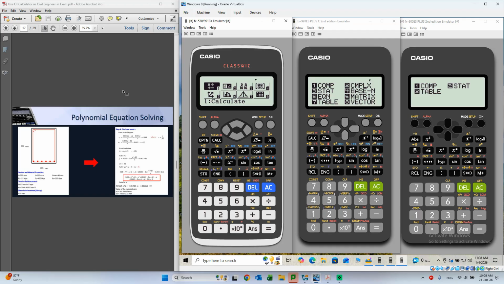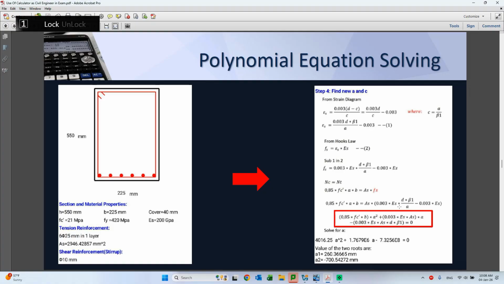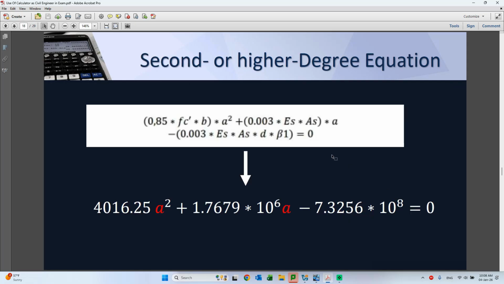So let's discuss polynomial equation solving. Sometimes during a calculation you need to solve an equation which might come in the form of a quadratic. Yes, you can use the quadratic formula, or you can use your calculator to write this function and solve it within the calculator. So we have two types of solve, or equations. There are some forms available within the calculator.